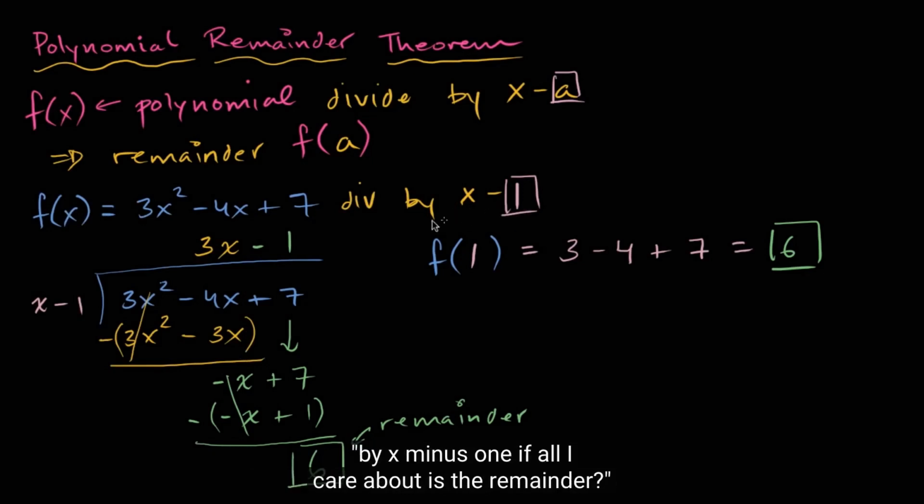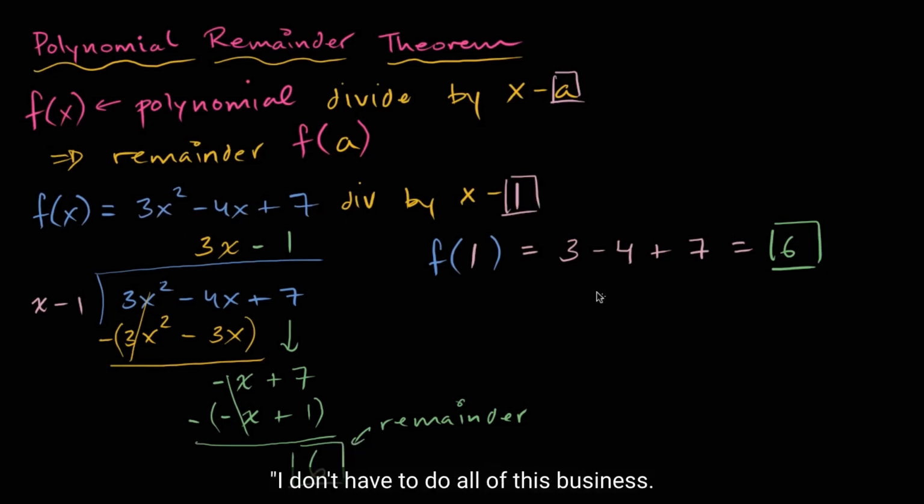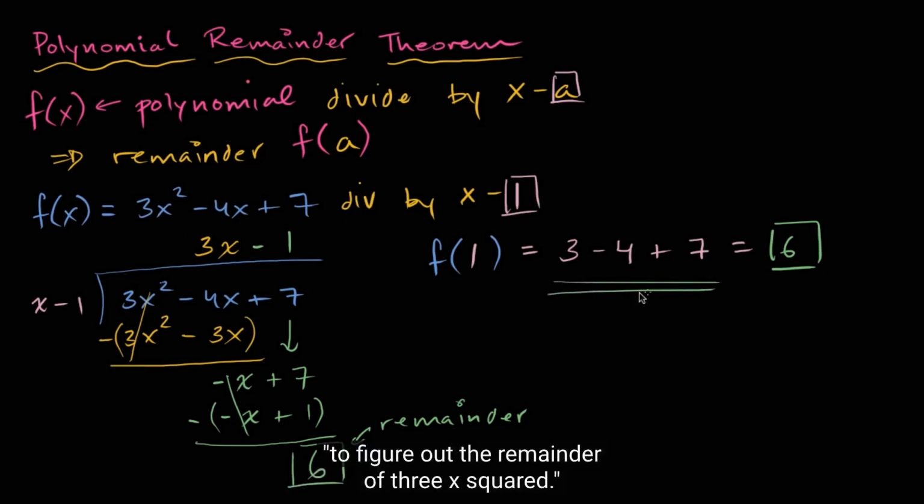If all they care about is the remainder, they don't care about the actual quotient, you can say, hey, look, I can just take that, in this case, a is 1, I can throw that in, I can evaluate f of 1, and I'm going to get 6. I don't have to do all of this business. All I would have to do is this to figure out the remainder when you take 3x squared minus 4x plus 7 and divide by x minus 1.